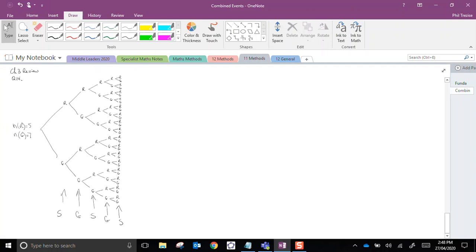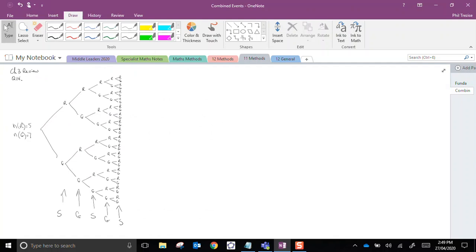Now, there's a couple of reasons why I stopped drawing the tree diagram at this point. It would be virtually impossible to keep going to 12 rounds on the tree diagram. When I was at the 12th place on the tree diagram, how many branches would there be? That would be 2 to the power of 12, wouldn't it? And that's 4,096 different little branches at the end of the tree diagram. There is no way I would be able to draw a diagram as good as that.